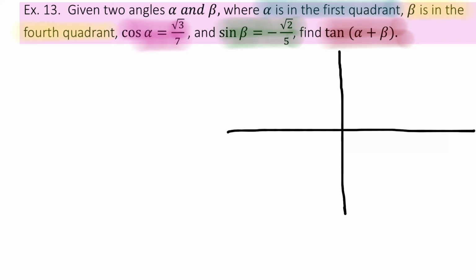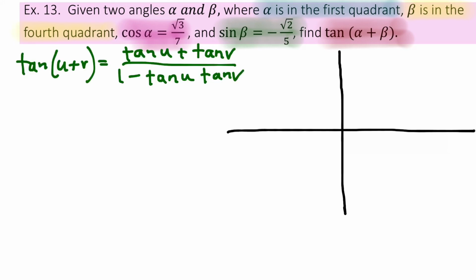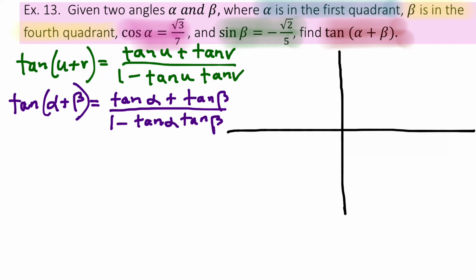All right, so if we're supposed to find the tangent of alpha plus beta, that means we need the tangent formula with a plus. So let's get that off the formula sheet and write it down. So there's our formula. So we have two angles, alpha and beta. So let's make alpha u and beta v. So plugging alpha and beta into our formula. So there we have it. So we're looking to find out what the tangent of alpha and the tangent of beta are so that we can plug them into our formula.